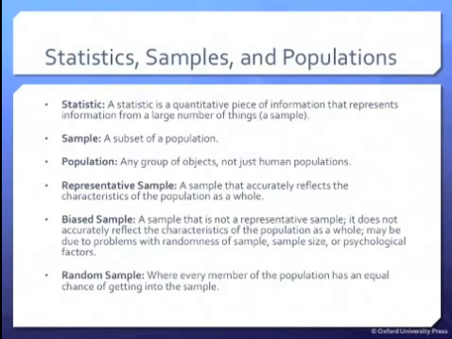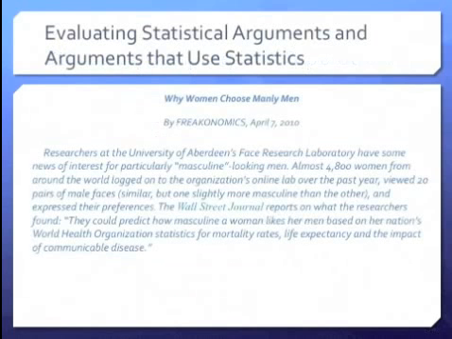This bias in the sample may be due to problems with randomness of the sample, sample size, or psychological factors. Any inference from a biased sample will only weakly support an inference about the population that the sample is about. To ensure that a sample is a representative sample and not a biased sample, we want to make sure that the sample is a random sample. A random sample is a sample where every member of the population has an equal chance of getting into the sample.